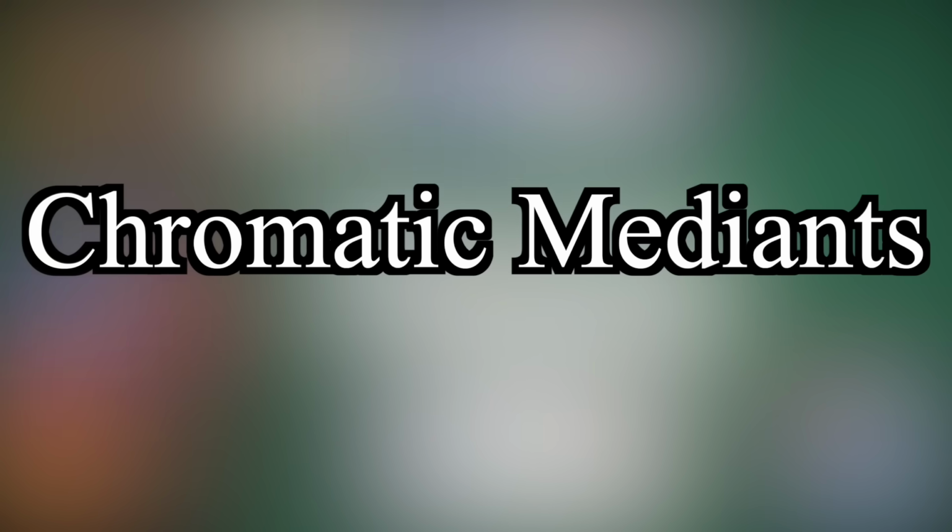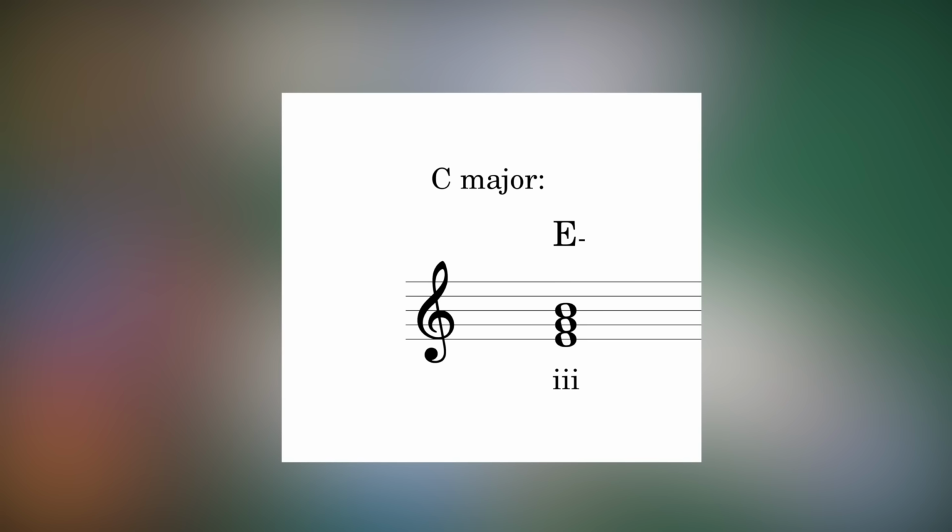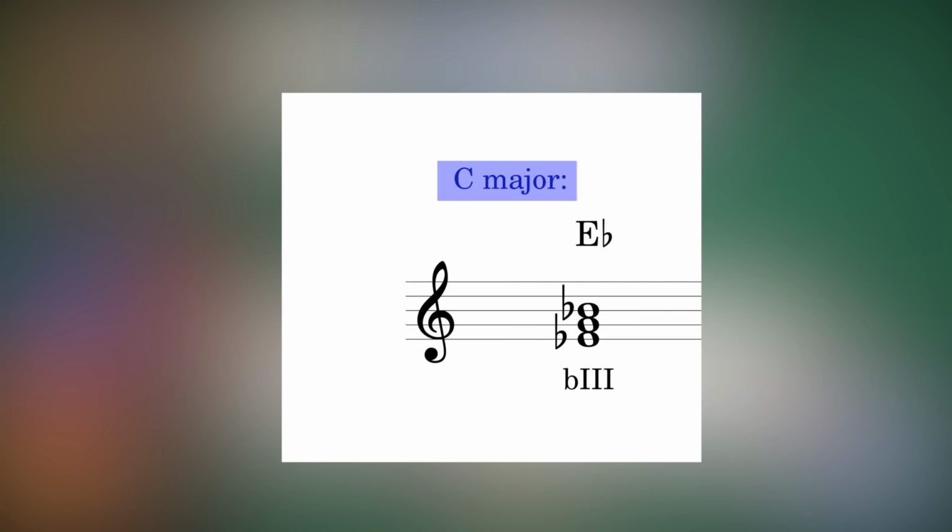In short, a chromatic mediant is any chord that is a third away from our tonic, and chromatically altered to be partially non-diatonic. For instance, in C major, our diatonic 3 chord is the humble 3 minor, or E minor. But we can chromatically alter it twice, lowering the E and B to E flat and B flat respectively, giving us the flat 3 E flat major.